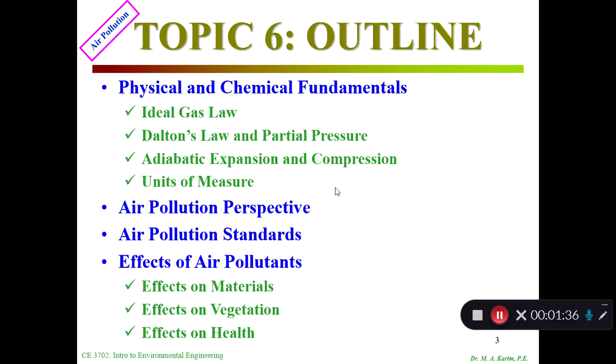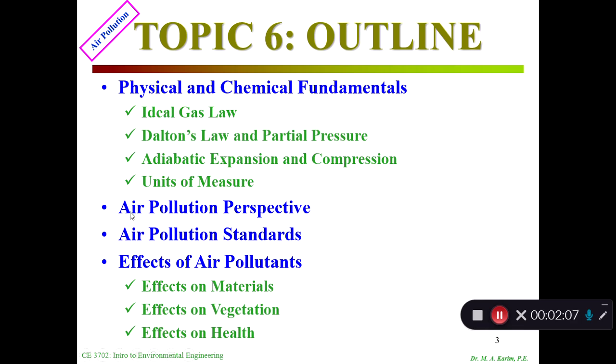So I arranged this with the topic outline. The first topic is the physical and chemical fundamentals: ideal gas law, then Dalton's law, partial pressure, adiabatic expansion and compression, and units of measure. The first three here are most likely a kind of review from previous courses in physics, chemistry, and other courses. Units of measure is very important, so I'm going to discuss some of those here.